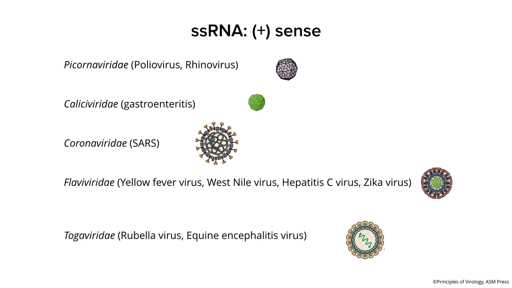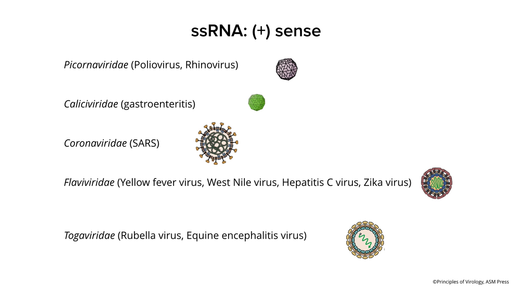Small proteinaceous virus. Here is coronavirus, SARS virus, the MERS coronavirus causing outbreaks in the Middle East, is an enveloped plus-stranded RNA virus. Here are flaviviruses, which are also plus-stranded with an envelope. They include yellow fever, West Nile, hepatitis C, and Zika virus, which is rearing its head right now in a big pandemic. And finally, the last member, togaviruses, rubella, equine encephalitis virus. These are also plus-stranded with an envelope.